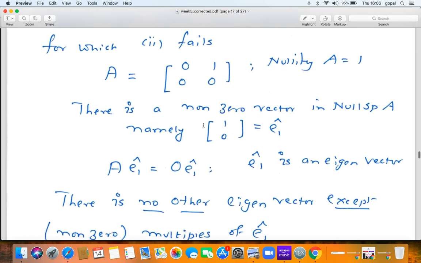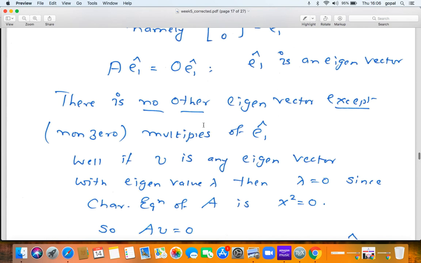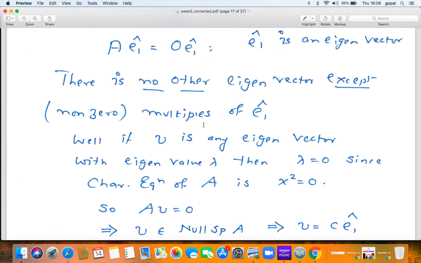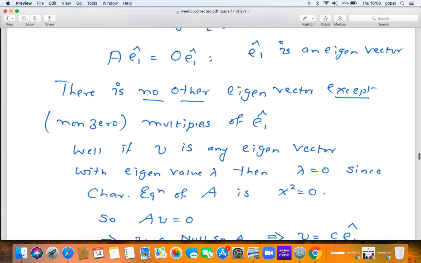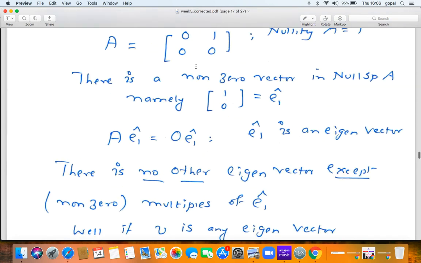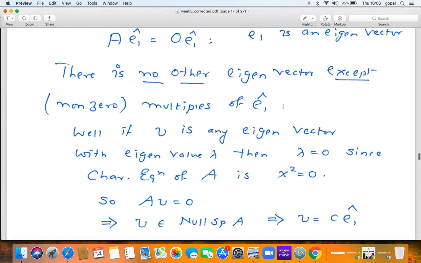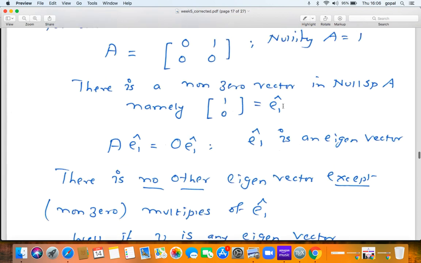You can check that the characteristic polynomial is x squared. 0 is an eigenvalue, and there are no other eigenvalues. So if you want to find an eigenvector v, then that eigenvector v has to satisfy Av equal to 0v. That means that eigenvector v must be in the null space of A. That means that eigenvector v must be a multiple of e1 cap. So the nullity is 1, remember? Nullity is 1. So the matrix has only one eigenvector up to multiples.